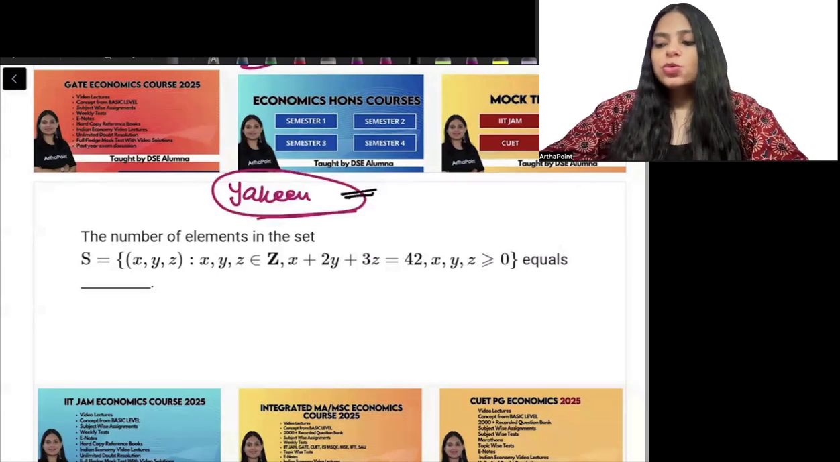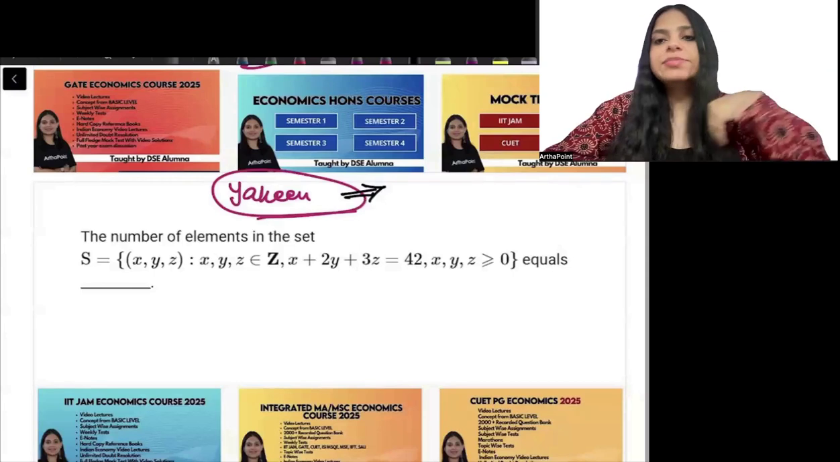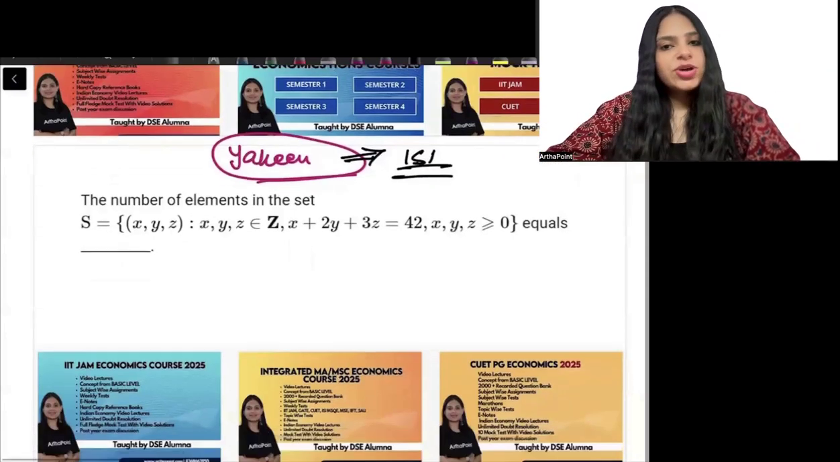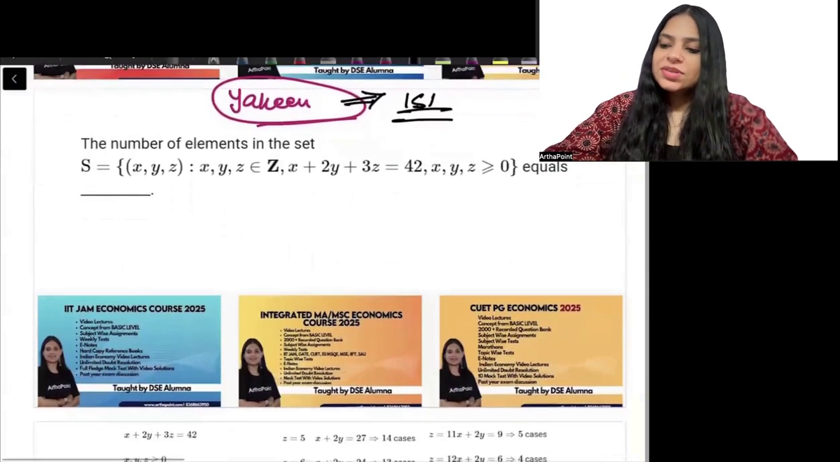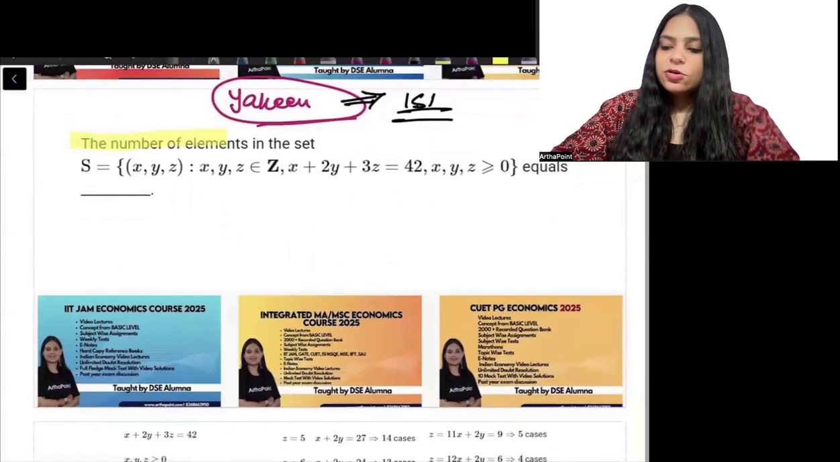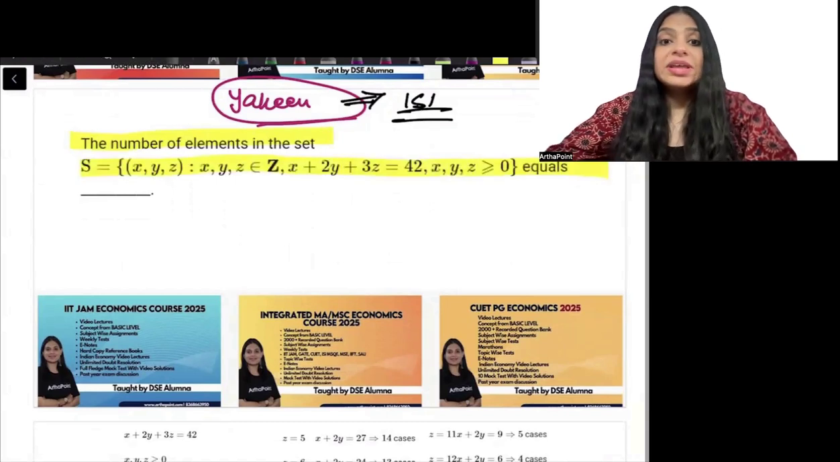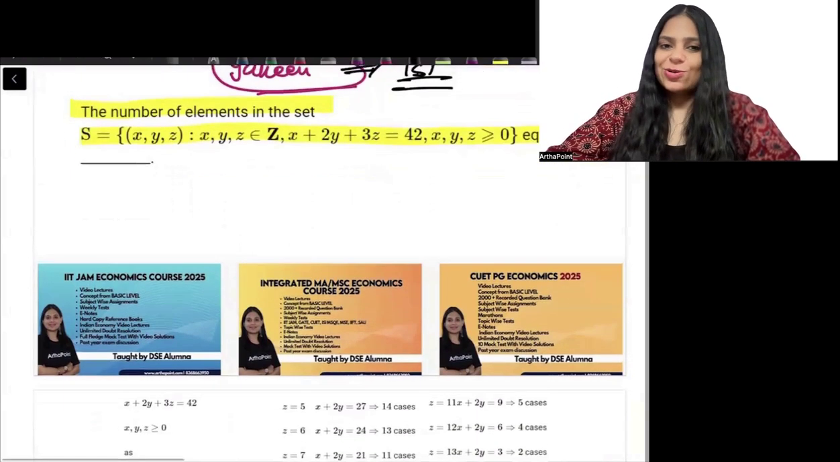In this session, we usually cover questions that are asked in your ISI MSQE paper. Let us try to look at one of the questions. It says, the number of elements in the set, you're given this set, and you need to tell how many elements come in this set. Quite an interesting question. Let us try to solve this.